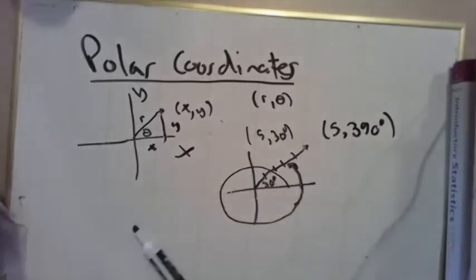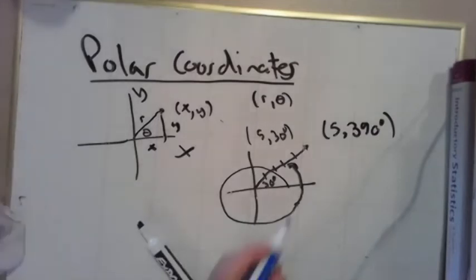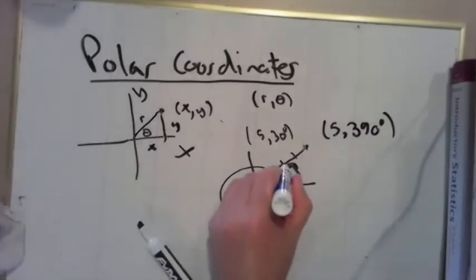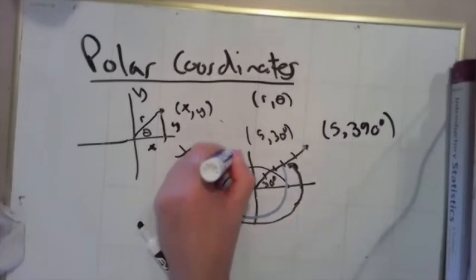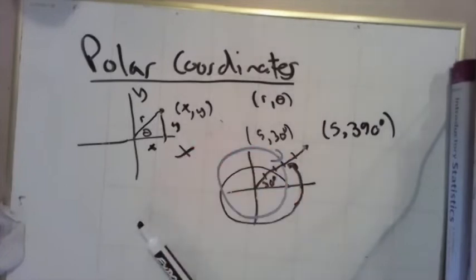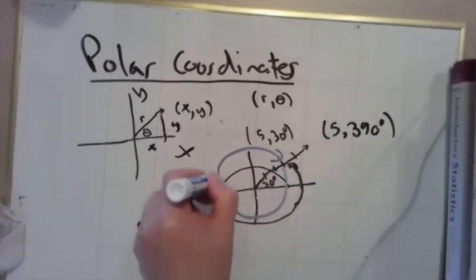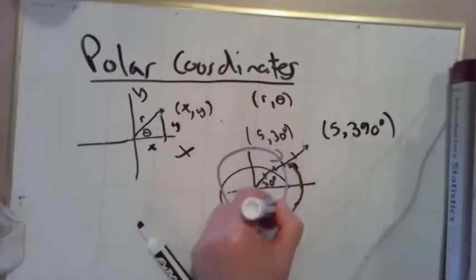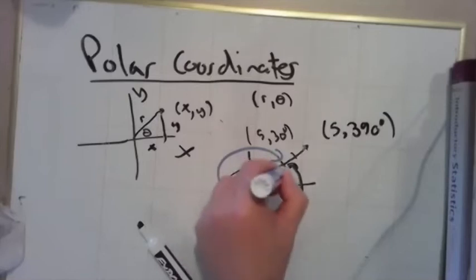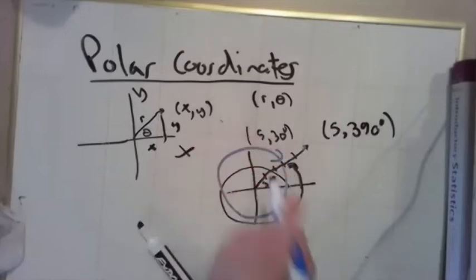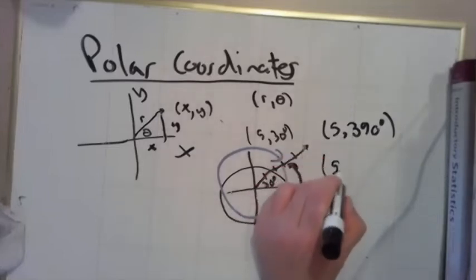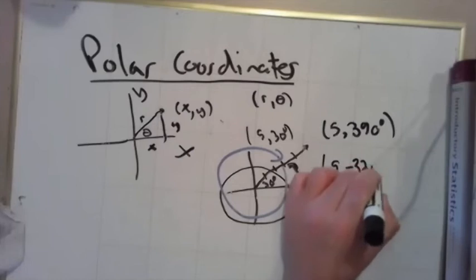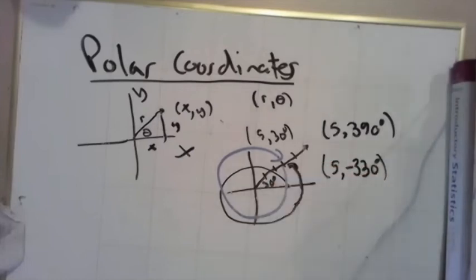Or I could say, no, let's do this. Let's rotate backwards 330 degrees in the negative direction. Remember, this is a positive rotation, this is negative, and walk out 5 units. So another way to say that same point is (5, negative 330 degrees), all the same point.